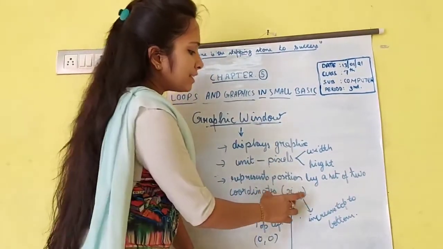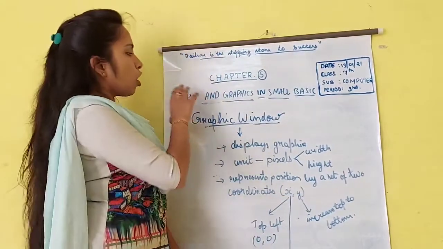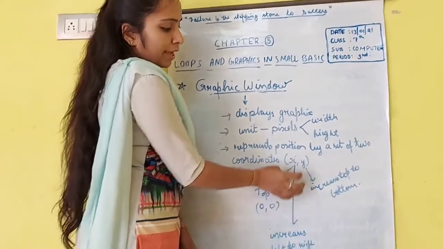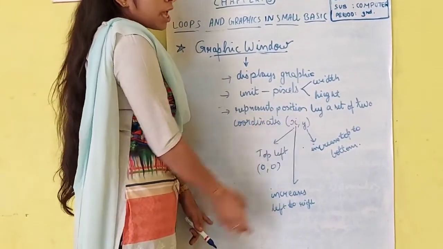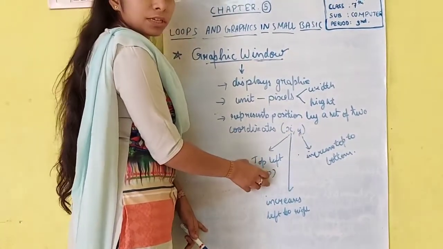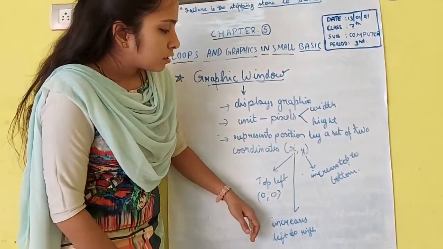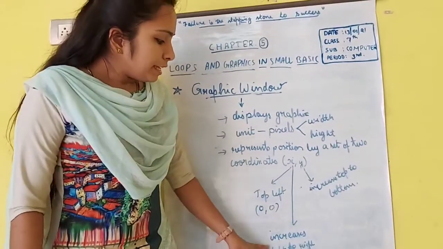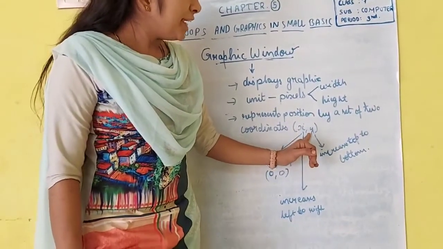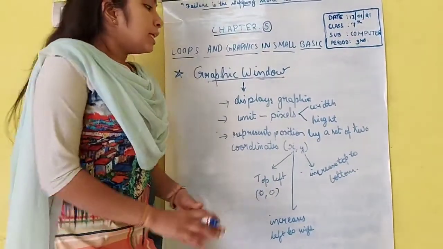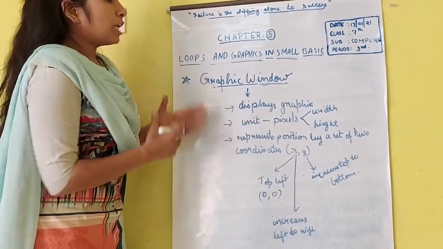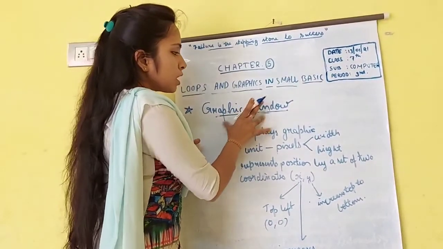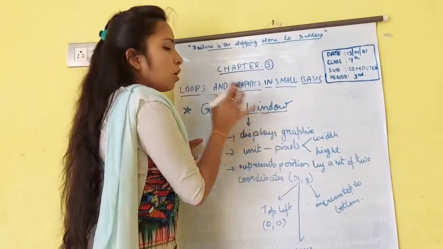Then this x and y coordinate on the top left is 0 and 0, means the minimum value of x is 0 and the minimum value of y is also 0. Then our x coordinate will increase from left to right and y coordinate will increase from top to bottom. This is how the graphic window works and how it is measured. Clear? Then next we will see the structure of graphic window.